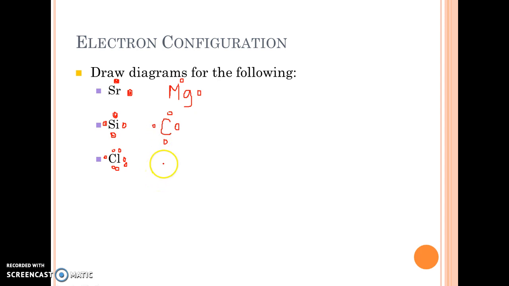And if we had fluorine, fluorine is in group 17, so it will have a similar dot diagram to chlorine in that it will have 7 valence electrons. And we draw one electron on each side of the symbol before we double them up, like so. Okay, so those are your electron dot diagrams.